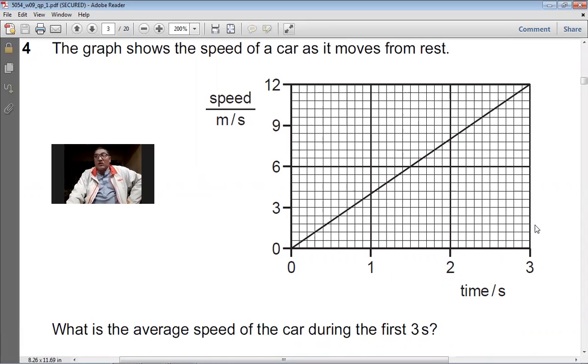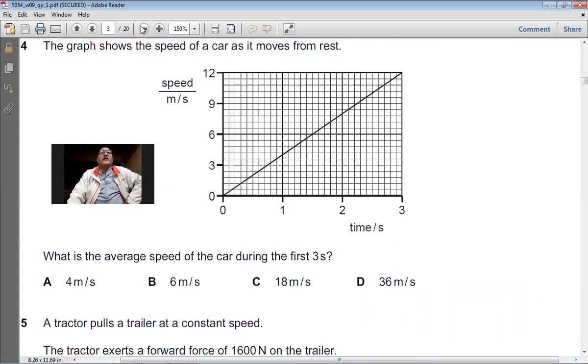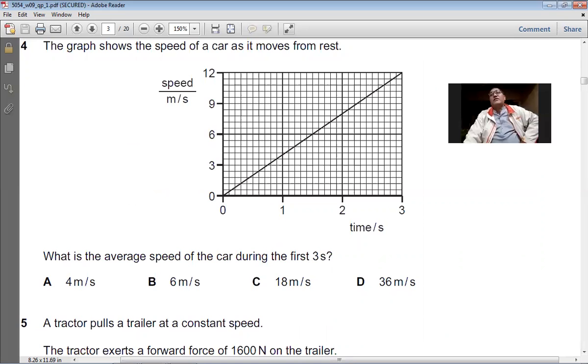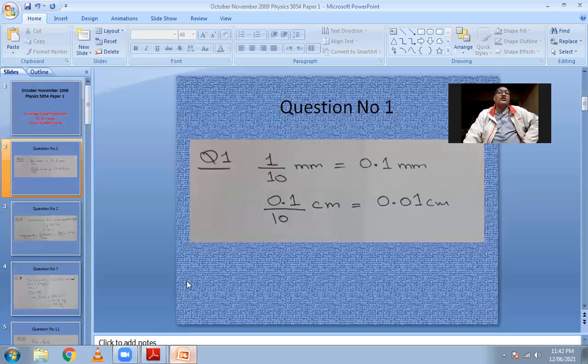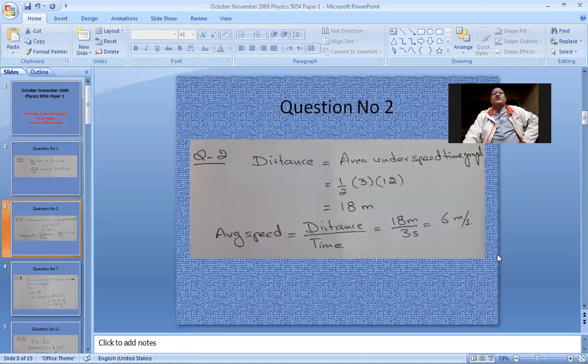So I want to know the average speed. I should first of all calculate the distance traveled in the 3 seconds, and then divide that distance traveled by the time taken, and that will give me the average speed. Now, the total distance traveled I can find by calculating the area under the speed time graph, and it's in the shape of a triangle. So you can find the area of this triangle: 1/2 base into height. The base is 3, the height is 12. Just put those values and you will be able to find the average speed by dividing the distance traveled by the time taken. So let me go to the solution. I've done this question.